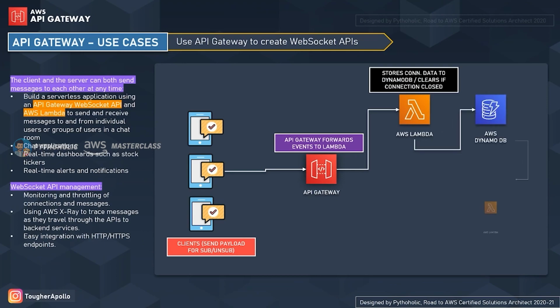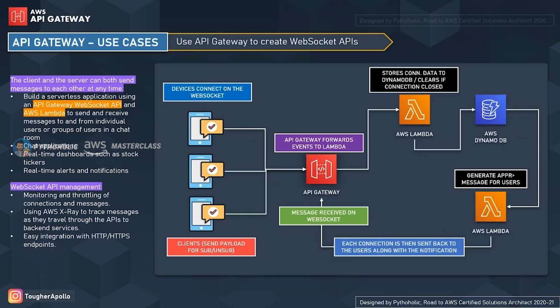As we have already discussed before, we can also create WebSocket API, and with WebSocket API, remember that the client and the server can both send messages to each other. So there is no one directional communication, it's a bidirectional communication channel that gets created with WebSocket, and until the connection is open, you can send messages to each other. And we can create serverless applications with WebSockets like chat applications and like real-time dashboards such as stock tickers, which updates the stock values in real time, and real-time alerts and notifications as well.